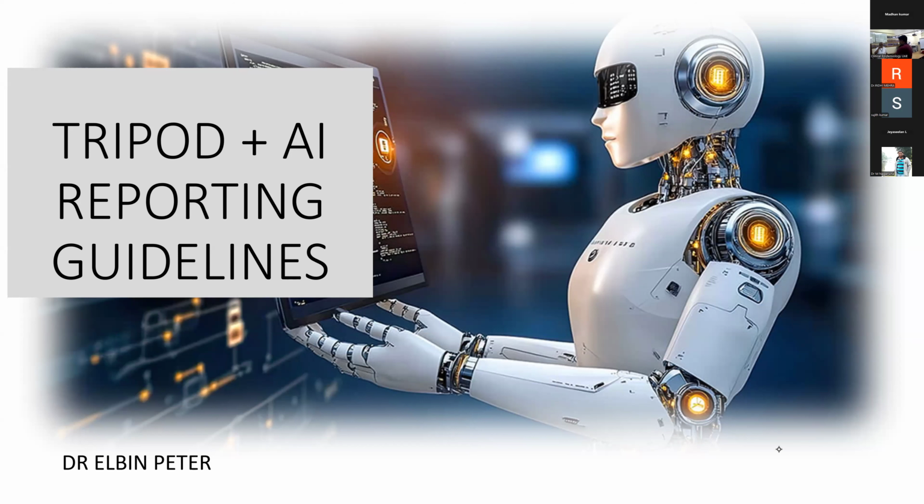So if you're looking at long-term outcomes of patients, like in a cohort study, and you're trying to predict what happens to them, if you want to do a good prediction model, there is a set of guidelines called Tripod. And Elbin will now take us to an extension of the Tripod called Tripod+Ai. Elbin will explain why we need Tripod+Ai. So without any further ado, over to Elbin.